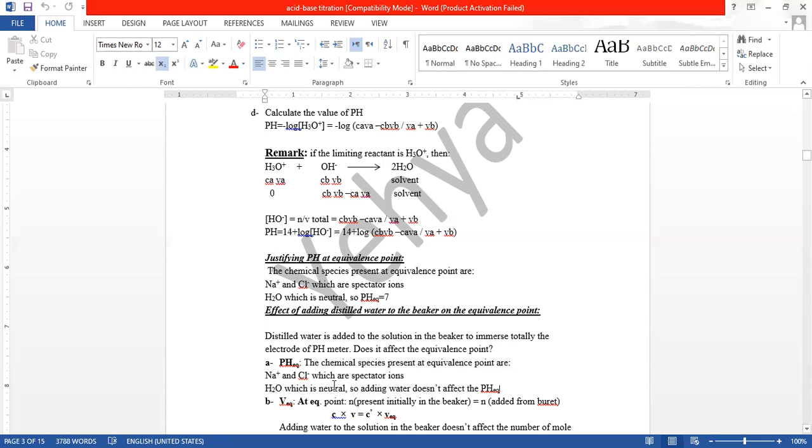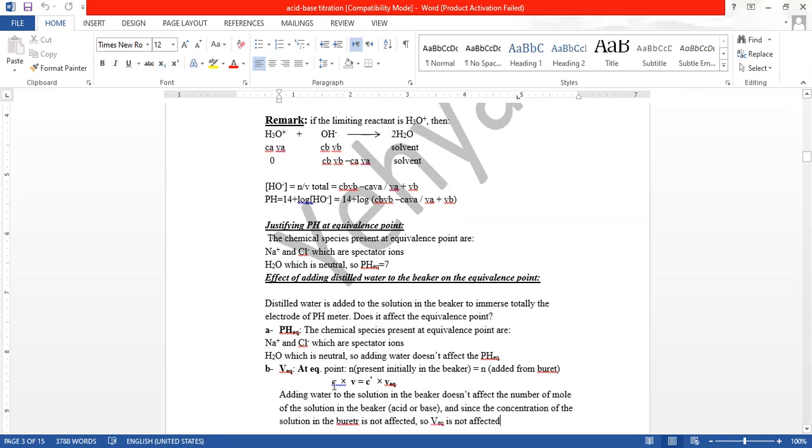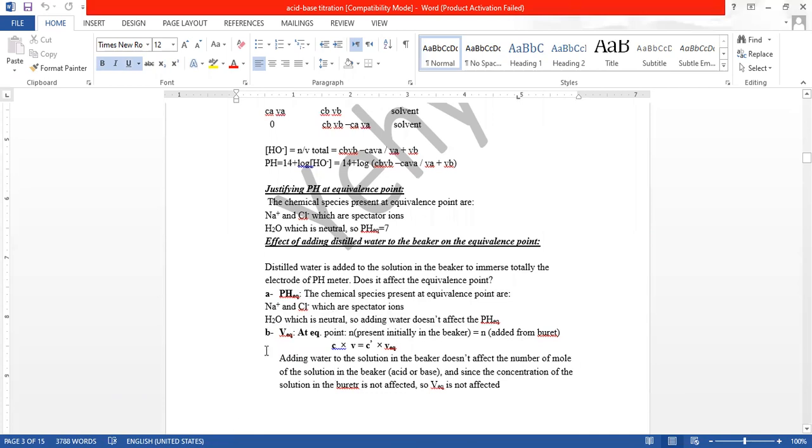طيب. With respect to the volume added to each equivalence, here your answer or your justification should be based on the calculation done at the equivalence point. بالنسبة لل V added to each equivalence، بدك تعمل justification إنه it doesn't change, you have to justify your answer based on the calculation done at equivalence point.